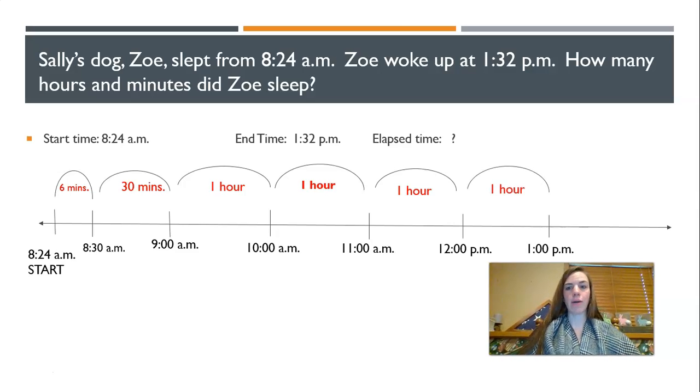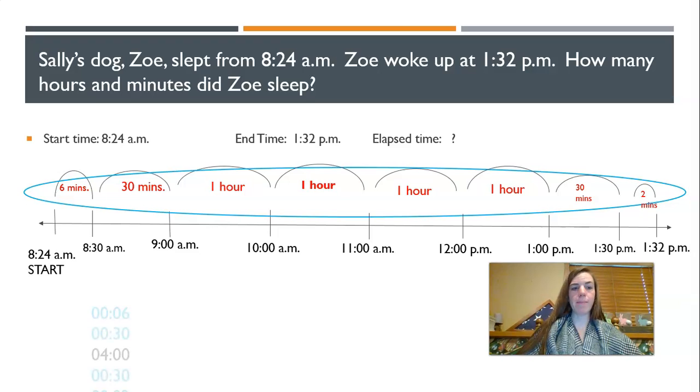Ooh, I'm so close. All right, now I can see I need to get from 1 p.m. to 1:32 p.m. So I'm going to go to my next friendly half hour, which is 30 minutes to bring me to 1:30 p.m. And then I only need 2 more minutes to bring me to 1:32. Oh my, that is a lot of hours and minutes we have to put together, but don't worry.